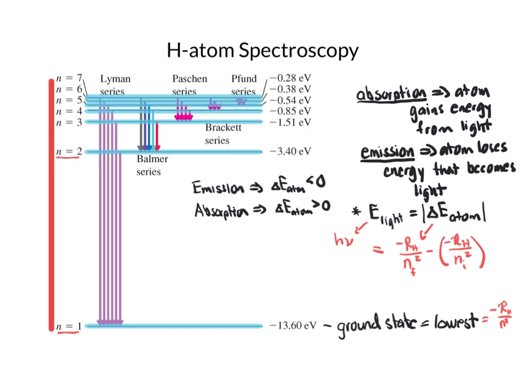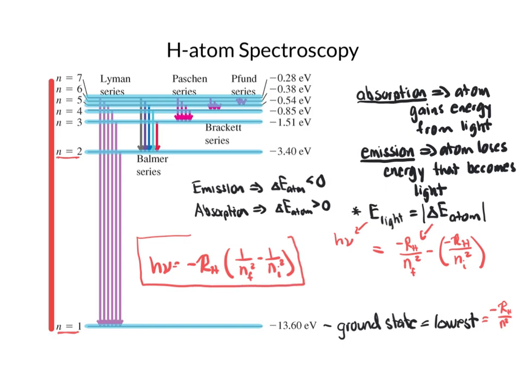And so I should be able to then factor out a minus R sub H. So if we factor R sub H out of each of those terms, h nu is equal to minus R sub H times 1 over n final squared minus 1 over n initial squared. And this is the equation that you will often see for how to calculate the frequency of light that you would expect for any given transition from an initial n level to any final n level.